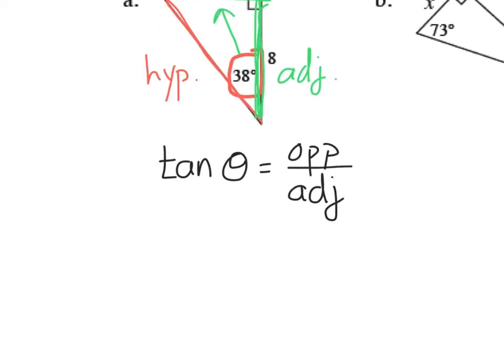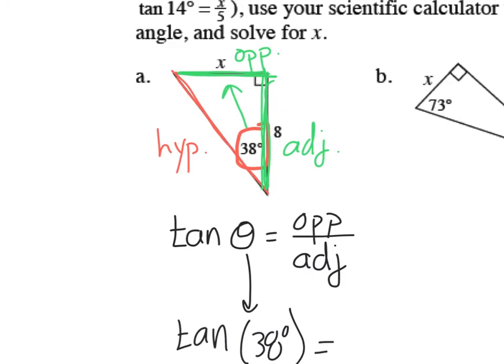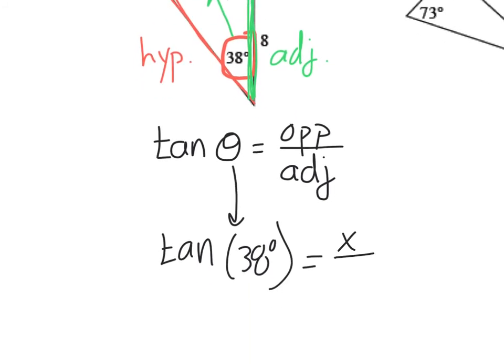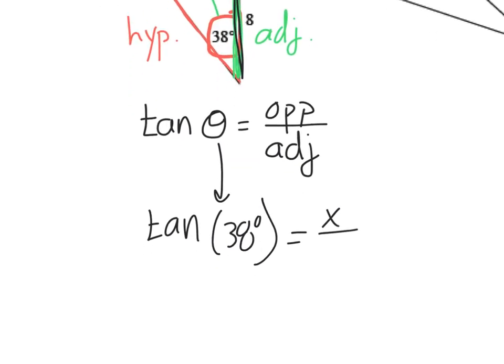And so what that means is that I can set up an equation. I can say that the tangent of theta, and I know that theta is 38 degrees. Remember, theta is just a name for a variable. That is equal to the opposite leg. Well, the opposite leg I don't know. That's just x. So I'm going to write x divided by the adjacent leg. And the adjacent leg is 8.